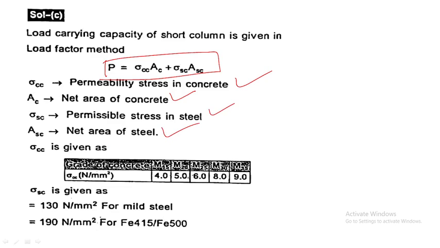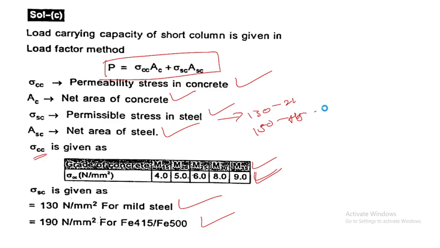So this is the grade of the concrete: M15, M20, M25, M30, M35. The value of tau CC is given by 130 Newton per meter for mild steel, 190 for Fe 415 and 500, right? Tau SC, this value is given already: 130 and 150 for 215, 250 for 415 and 500.